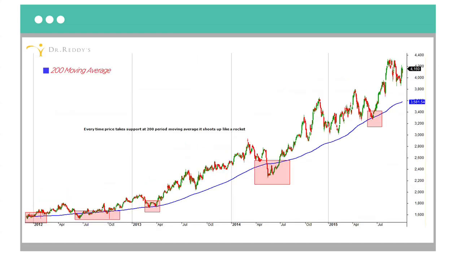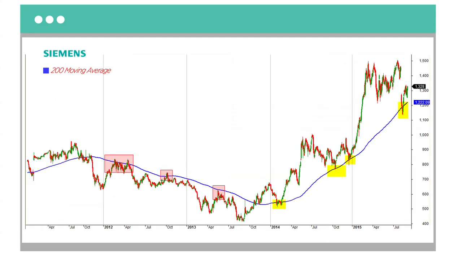Sweet. Let's have a look at Dr. Reddys. Every time the price takes support at the 200 MA, it rejects the trend change by closing back above the MA line and shoots up like a rocket, also giving a nice, handsome return. Similarly, look at Siemens. The price chart tells the same story. When we're above 200 MA, it supports and price stays above it. When in the downtrend, the MA line acts as a resistance and prices stay below it. A simple concept, but can you see how effective it is?